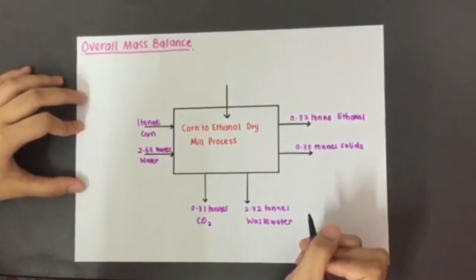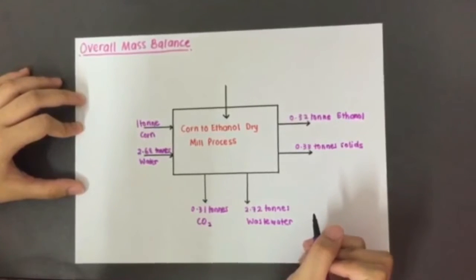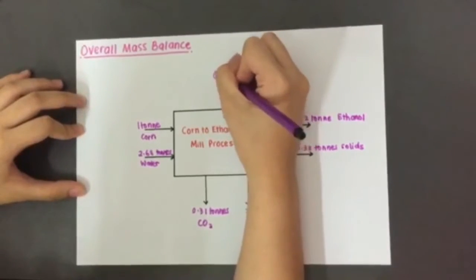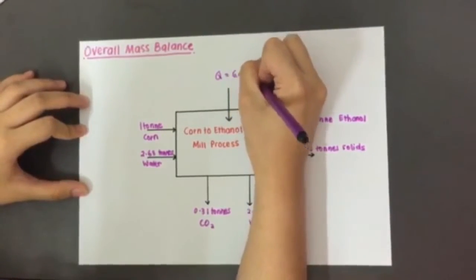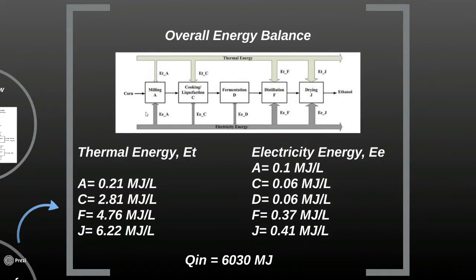The energy required for the conversion of corn to ethanol in the dry mill process is 6,030 megajoules. These are the energy balances for the 5 selected equipment as in the previous mass balance. The total energy required is 6,030 megajoules.